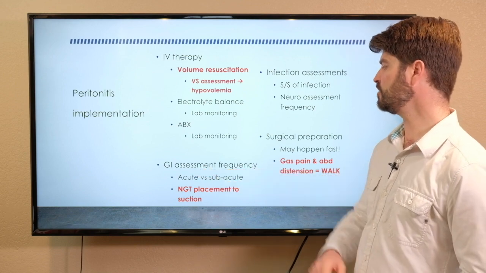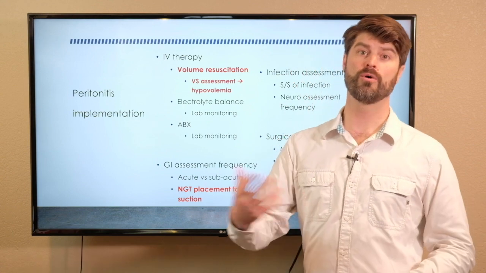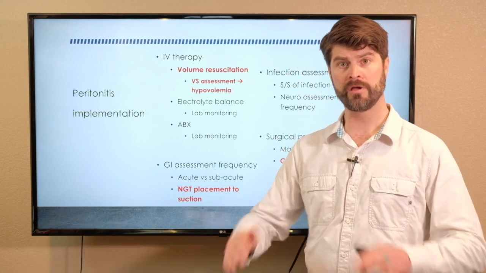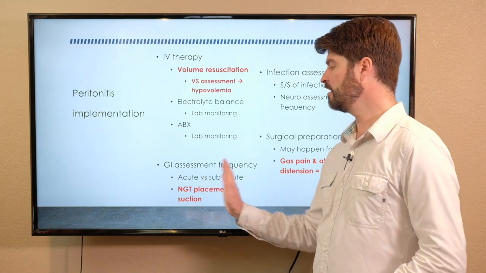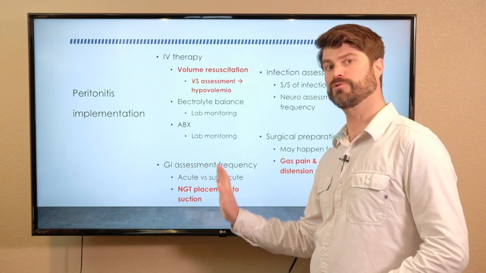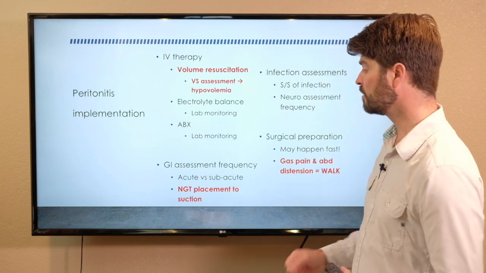Very frequent GI assessments to determine if the patient is acute, meaning they're very sick, or subacute, meaning they've got a problem, but they're hemodynamically stable. Hemodynamic stability is really the differentiator between acute and subacute, and we're talking about a peritonitis presentation.